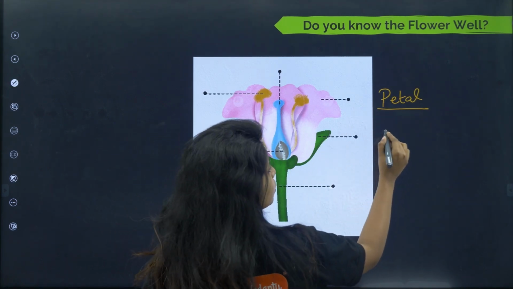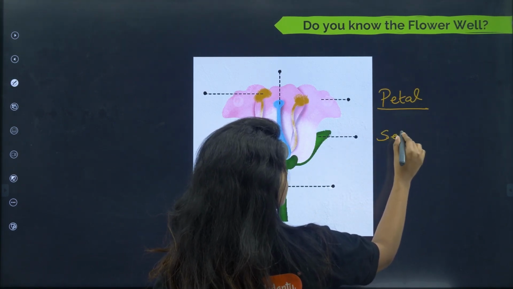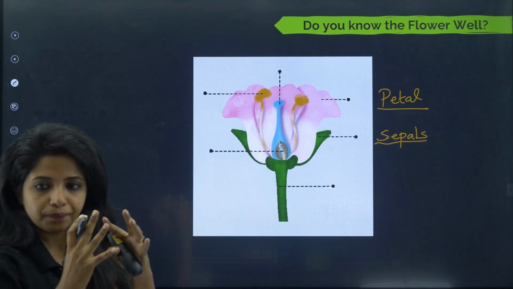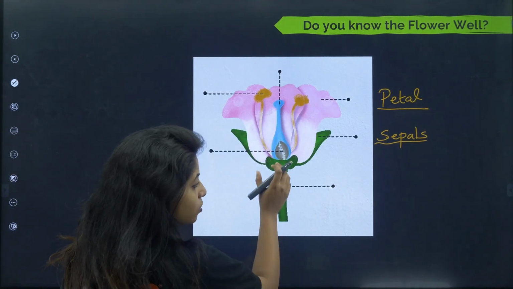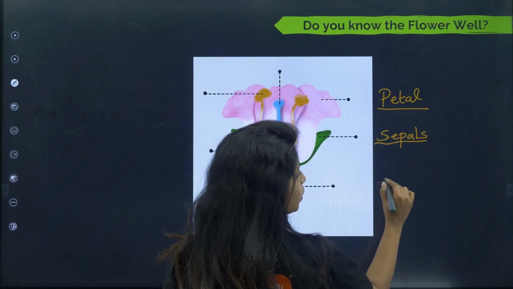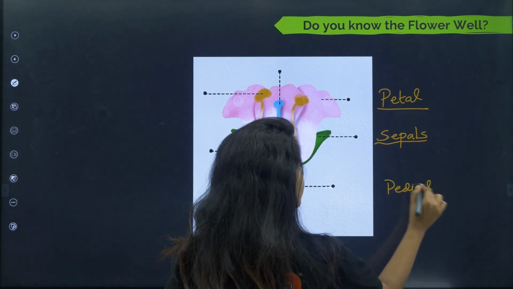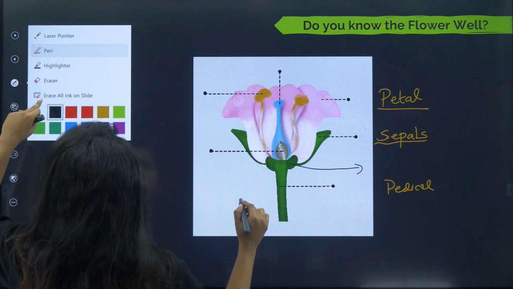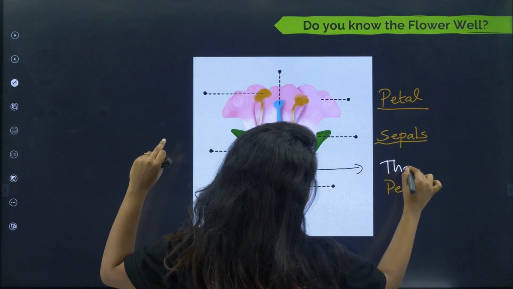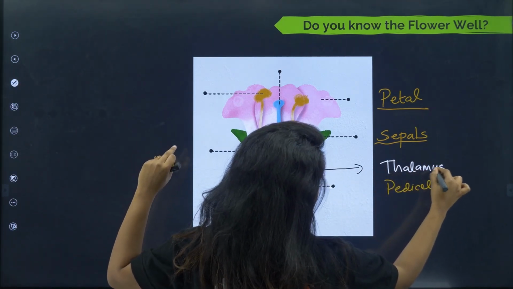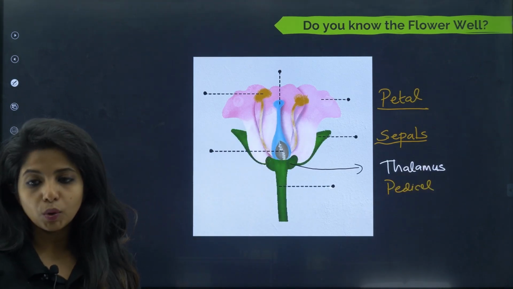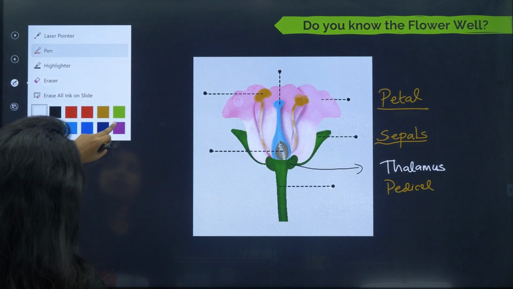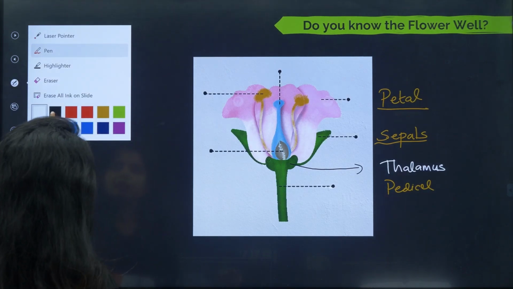Over here, the green part that you see, they are known as what? Sepals. They are the ones that protect the flower in the bud stage. Now going ahead, you have a long stalk-like structure. What do you call it? Pedicel, children. And pedicel has a swollen structure at the top. What do you call it? You call it thalamus, children. And thalamus is important. I'll tell you why later on.